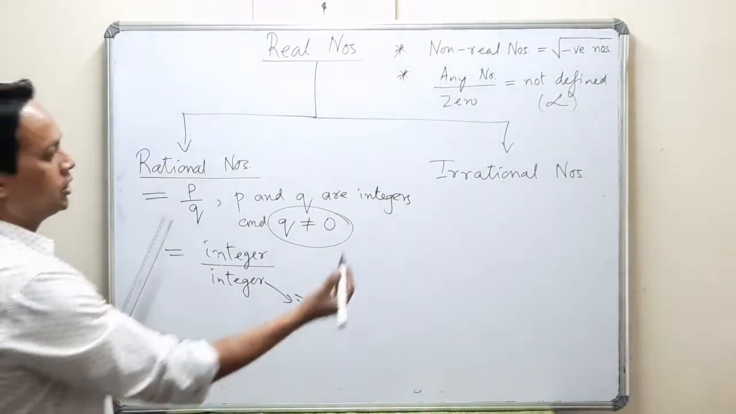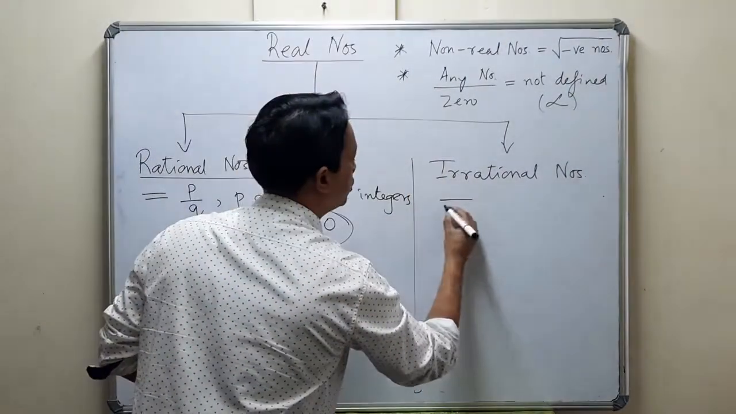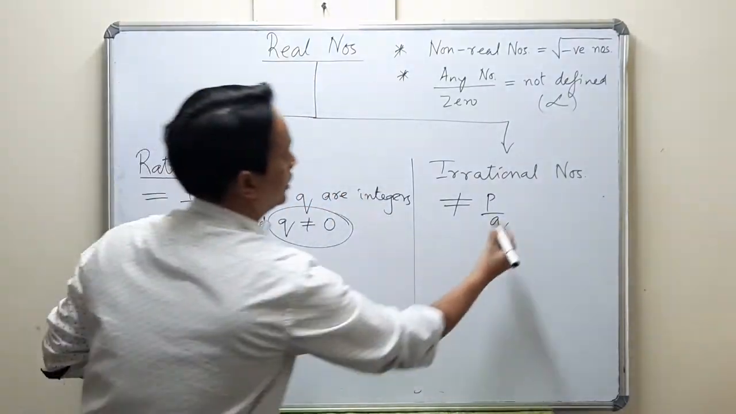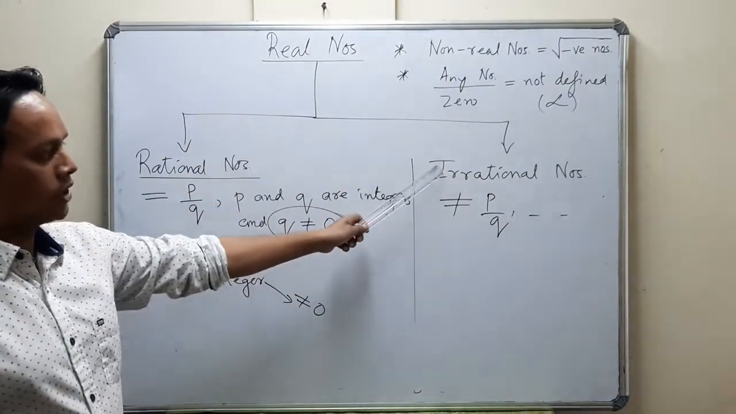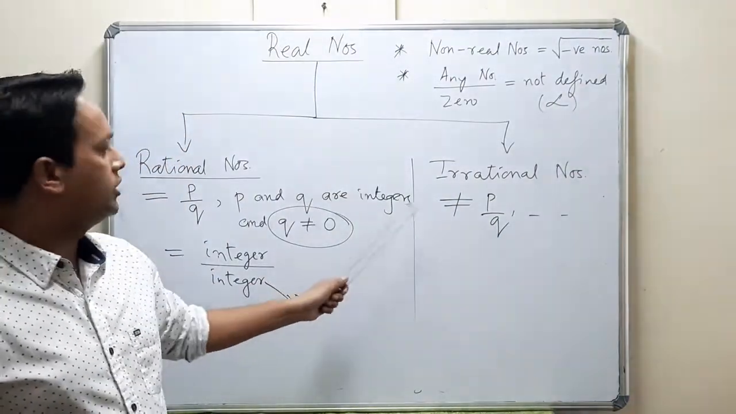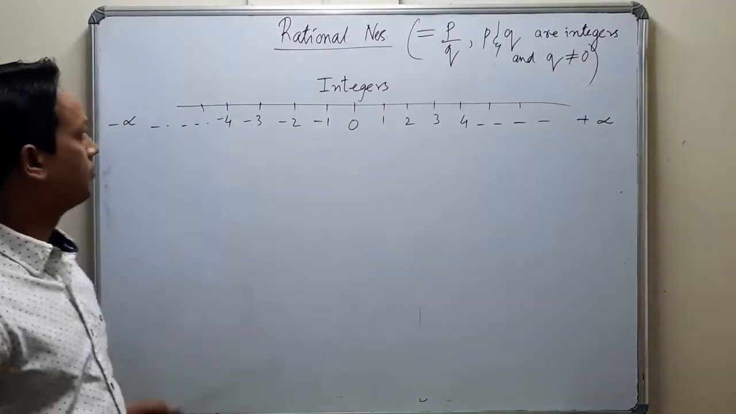Okay, then irrational numbers are those numbers which we will not be able to write in the form of P by Q. The rest of the sentence is the same. Irrational numbers are those numbers which we cannot write in the form of P by Q, where P and Q are integers and Q is not equal to 0. Okay, now let's learn rational numbers with examples.